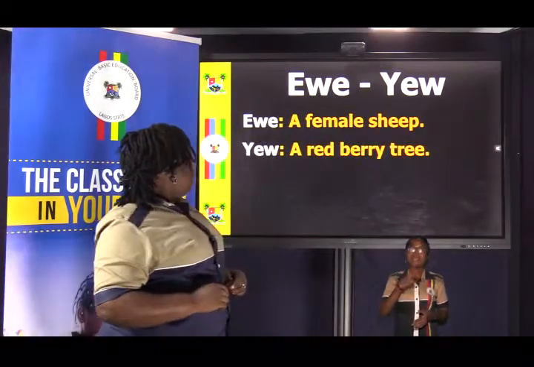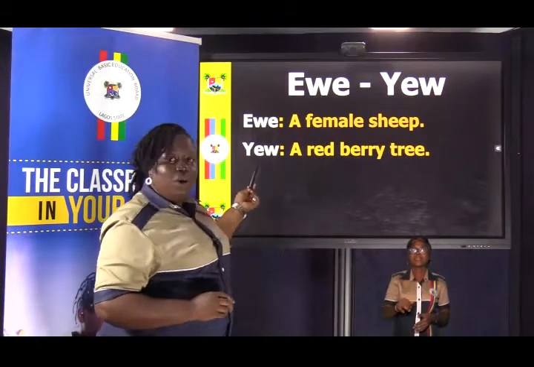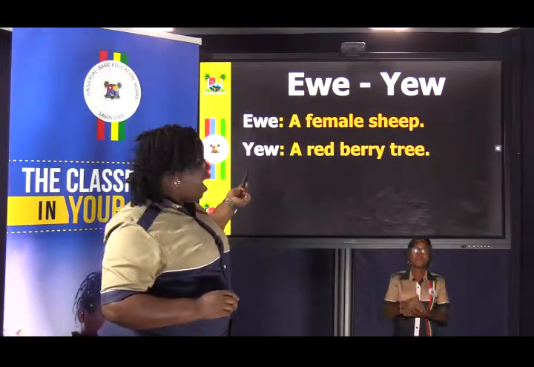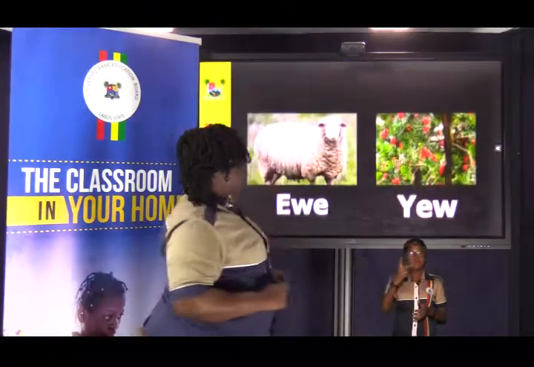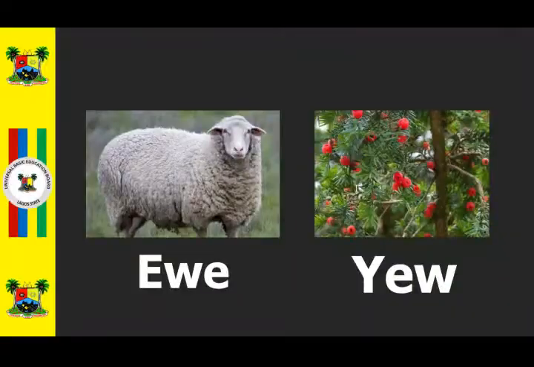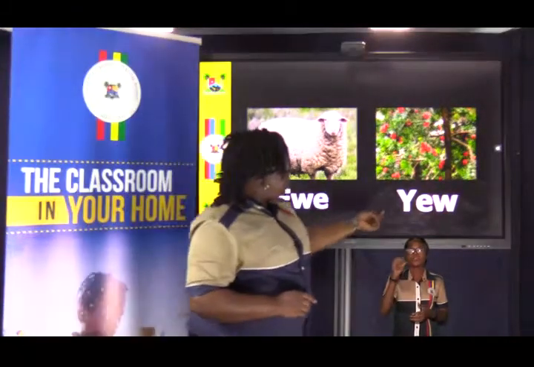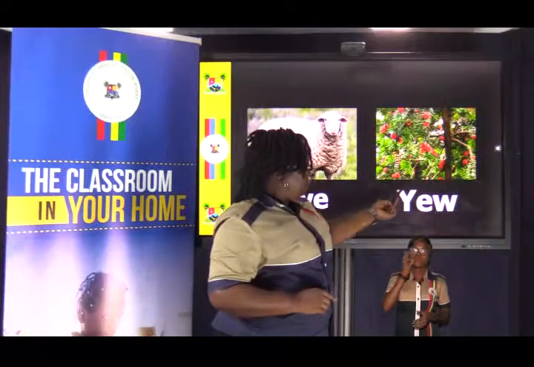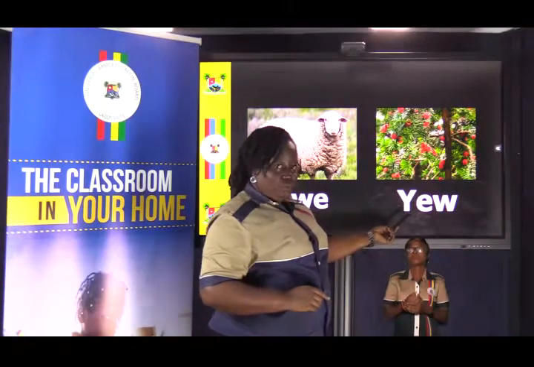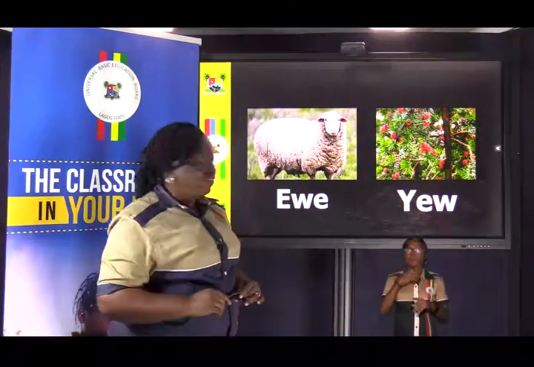And a red berry tree is also called a yew, but different spelling, Y-E-W. Now look at the picture. This is a female sheep, ewe. And this is the fruit we're talking about. It's called yew too. Don't forget, they sound alike, but they mean different things.